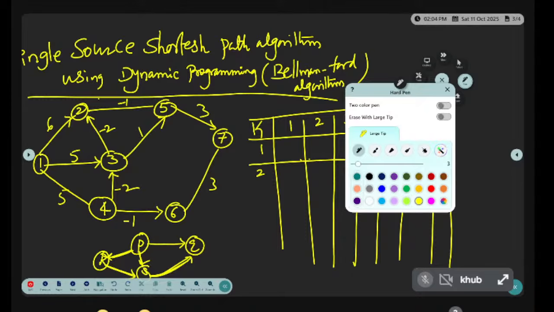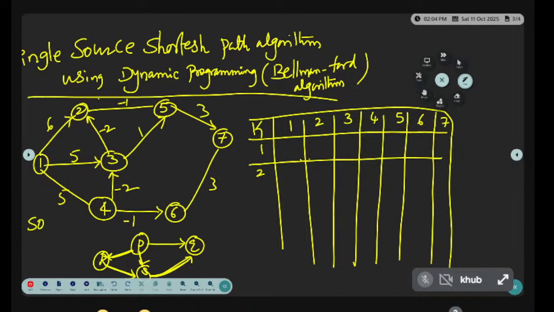edge, say it is from 1. Single source means the source you are identifying. Consider the source is node 1, or consider the source is 2. First of all, you have to decide from which source we are calculating the shortest path. Here I am going to solve for source 1, the first node. That means 1 to 2, 1 to 3, 1 to 4, 1 to 6, 1 to 7, with only one step.